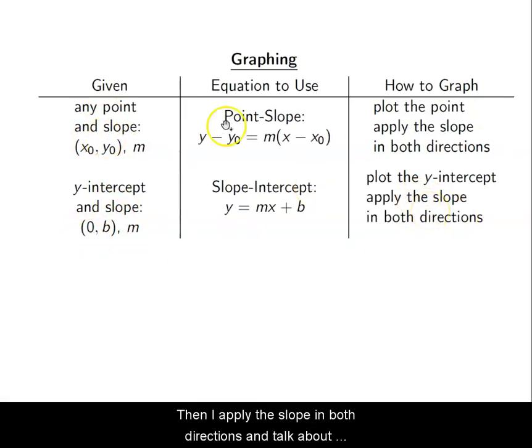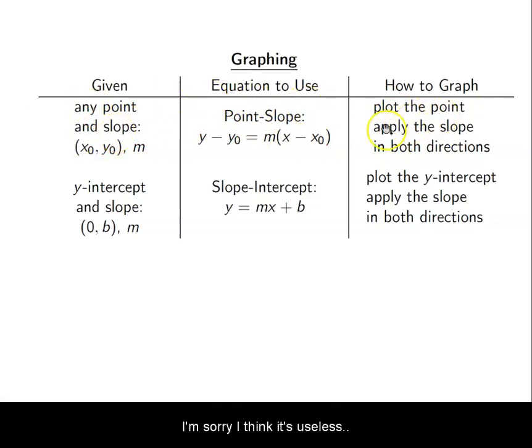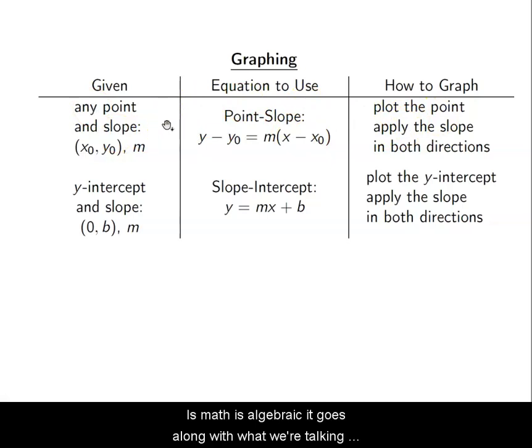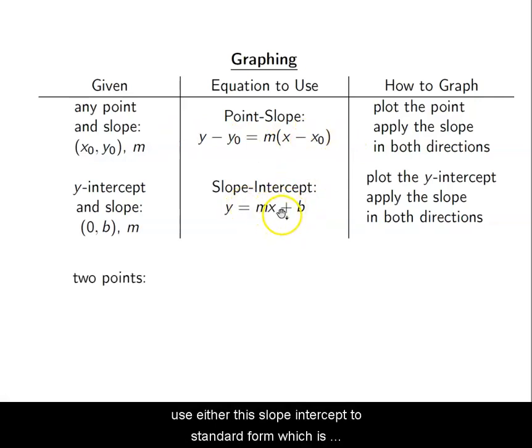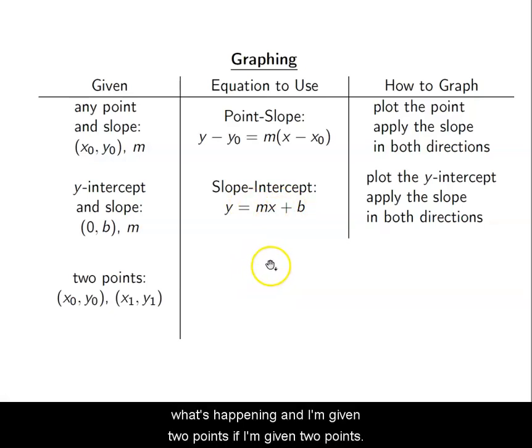The only one we didn't talk about is this first one because I don't like it. I think it's terrible. I will not show you how to use this because I think it's useless, to be honest. It's algebraic, it goes along with what we're talking about, but it's never used. Nobody ever uses this. No one ever puts their equation in this form. We always use either the slope-intercept or the standard form, which is what's happening when I'm given 2 points.